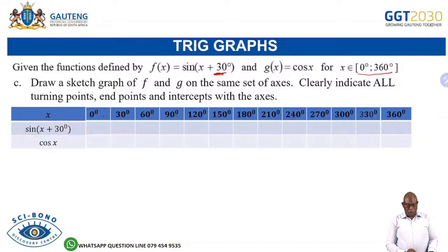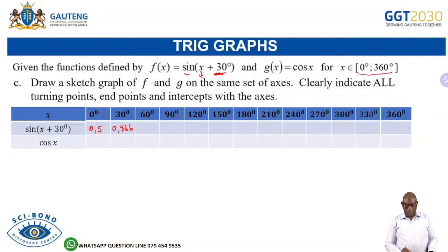At 0 degrees, you take your calculator, it will substitute your x by 0. So 0 plus 30 is 30, and it will find the sine of 30. In this case, you'll get 0,5. It will do the same and put 30 degrees there. 30 plus 30 is 60. The sine of 60 is 0,866.